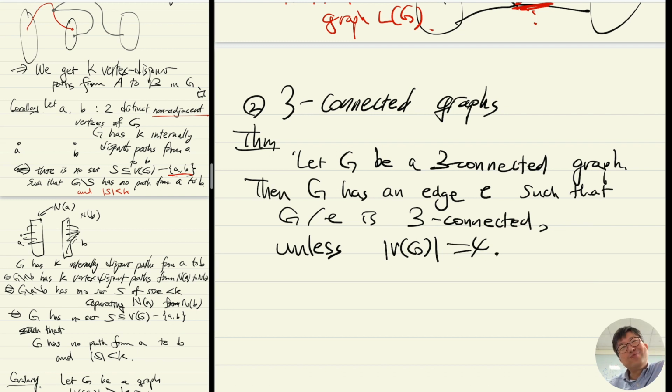Right? If the graph has 4 vertices, when you contract an edge, you may end up with a 3 vertex graph, and that's never 3 connected, because a 3 connected graph must have at least 4 vertices. And this will be a key theorem later when you try to prove Kuratowski's theorem. So let's prove it.